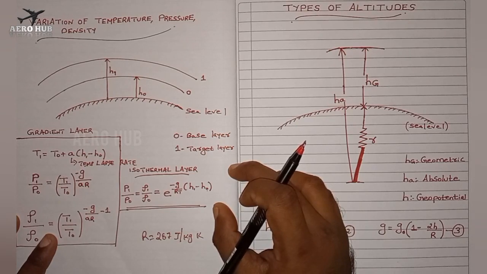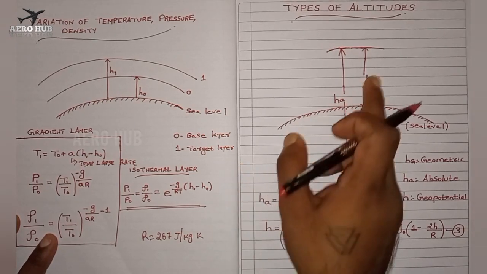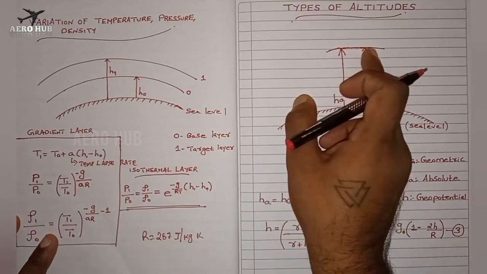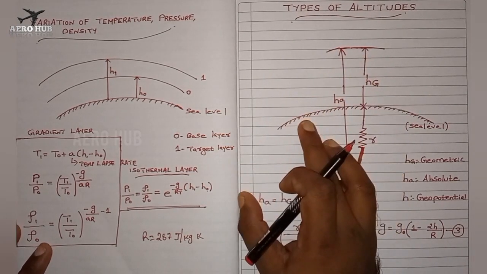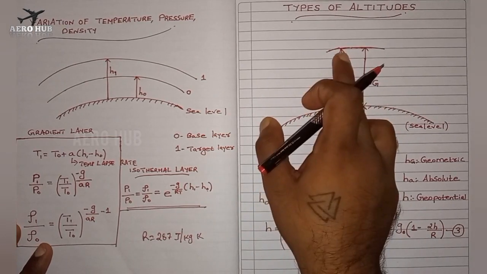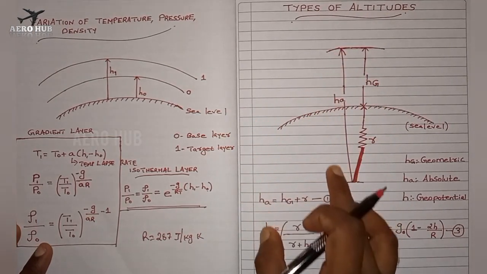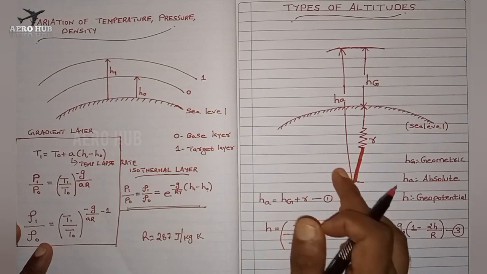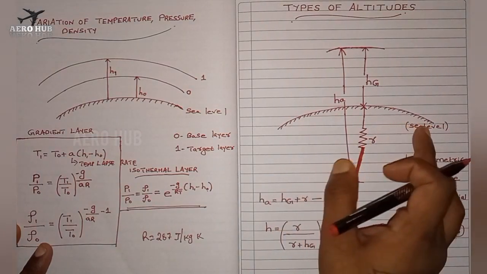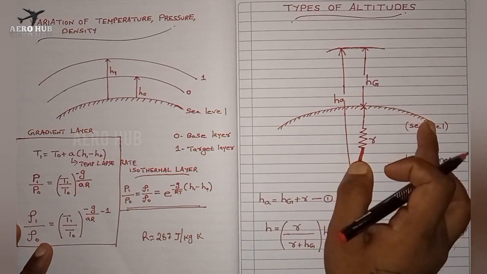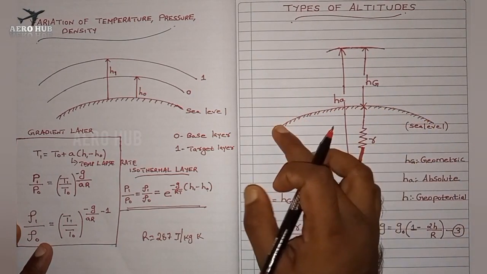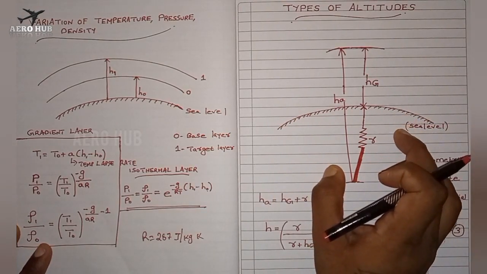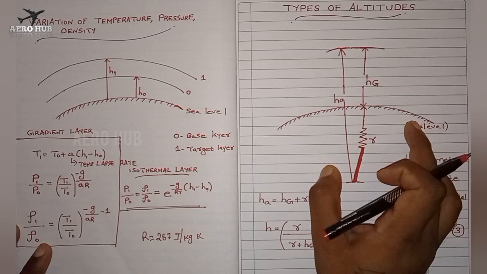So we will focus mainly on the first three. Geometric altitude is nothing but the height of the object or aircraft above the sea level. And we have something called absolute altitude, which is the height from the center of the earth. You can see here, this is a diagram, and this is the sea level. I have taken this diagram from Introduction to Flight by John D. Anderson. You can refer to the same book.